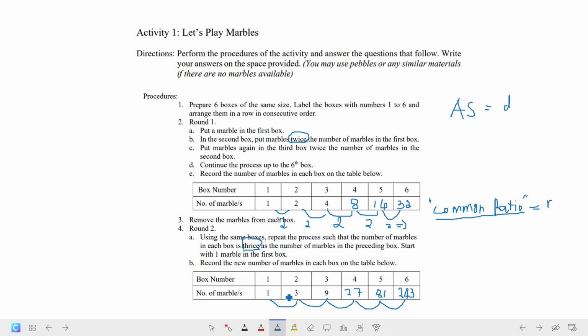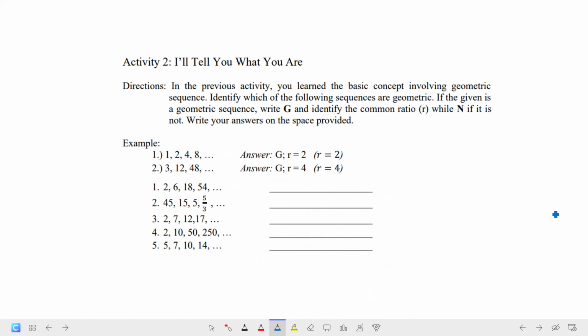Okay, so to get the second term, we just multiply 3. To get the third term, we just multiply 3 also to the second term. To get the fourth term, we also multiply 3 to the third term, and so on. And this number is the same, called the common ratio. This common number is now called common ratio. Right, so let's proceed to the next example.